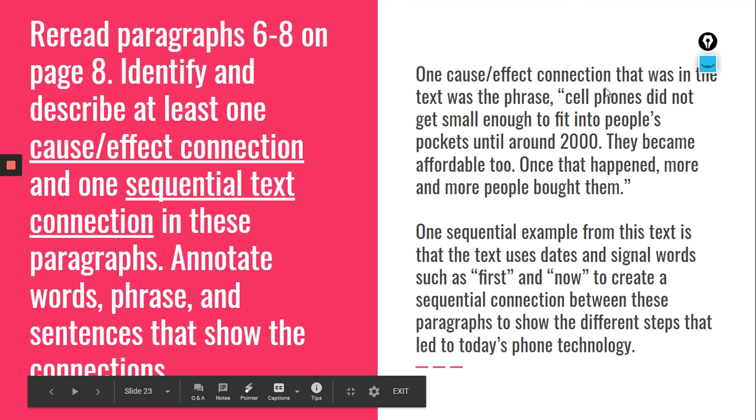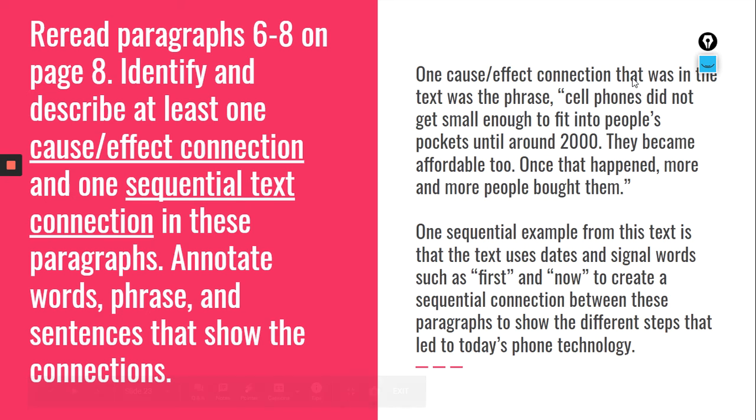So I put that down here. I said one cause and effect connection that was in the text was the phrase, cell phones did not get small enough to fit into people's pockets until around 2000. They became affordable too. Once that happened, more and more people bought them. So this is showing that one cause and effect.